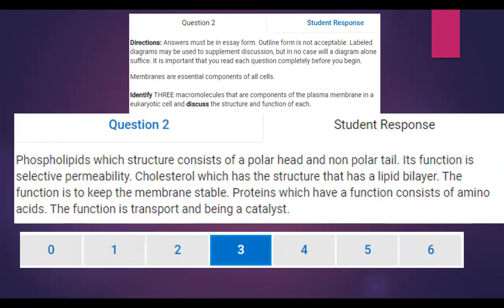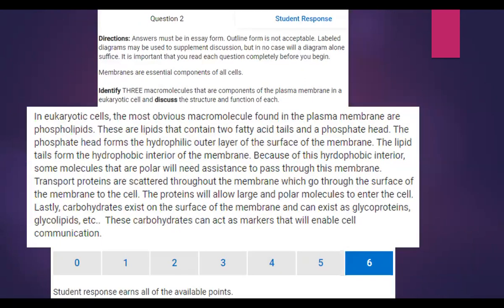Cholesterol, which has the structure that has a lipid bilayer. That's not correct. The function is to keep the membrane stable. So they got a point on function there. That was their point number 3. Proteins, which have a function, consists of amino acids. They're saying that their function is consisting of amino acid. It doesn't make any sense. The function is transport and being a catalyst. Okay, so that was kind of a mishmash there, where it wasn't clear. There's statements here, but they were not clearly tied. Okay, so that was a 3-point response.